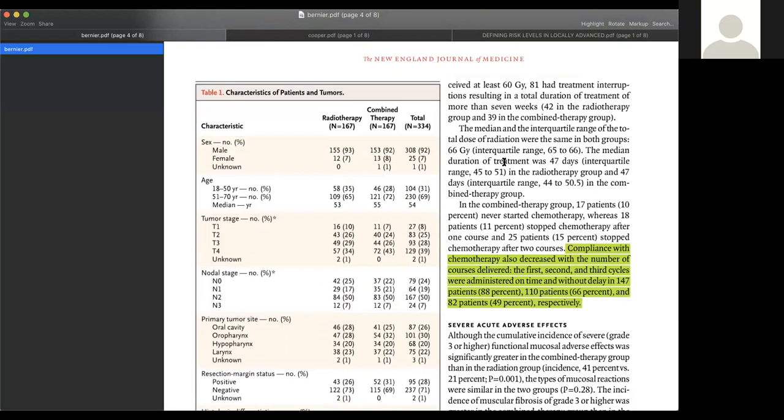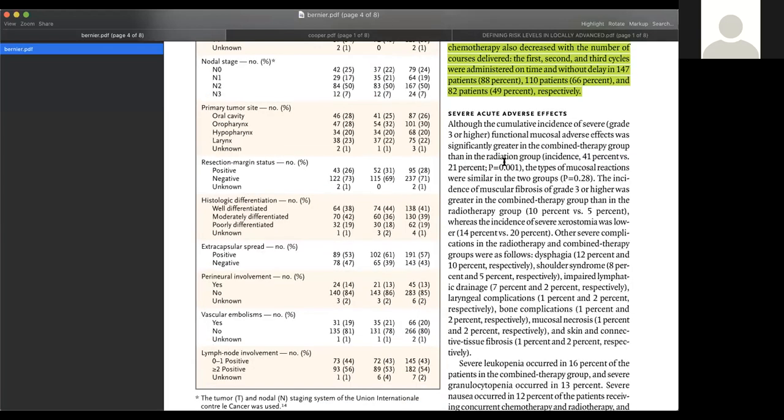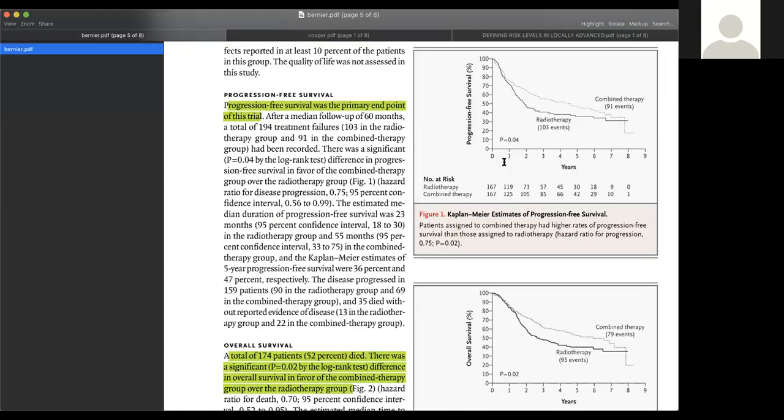And as I mentioned to you before in the abstract, the severity of grade 3 and grade 4 adverse effects were higher in the combined group than it was in the radiation only group. So when you read the abstract, you know that the abstract mentioned two endpoints. Progression-free survival. They found that patients who had the combined modality treatment had a better progression-free survival than patients who had single modality adjuvant treatment. So after a median follow-up of 60 months, there were 194 failures totally, 103 in the radiotherapy group and 91 in the combined group, which was statistically significant by the log rank test.